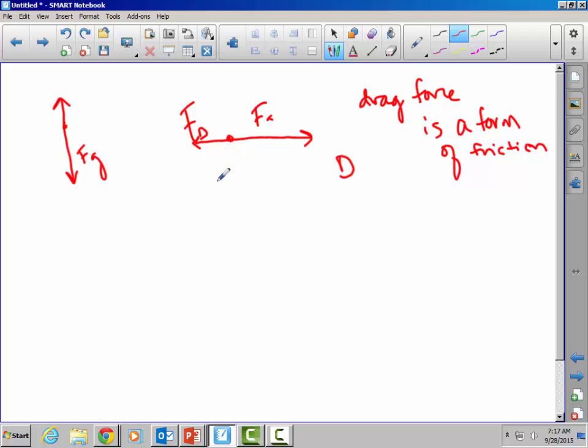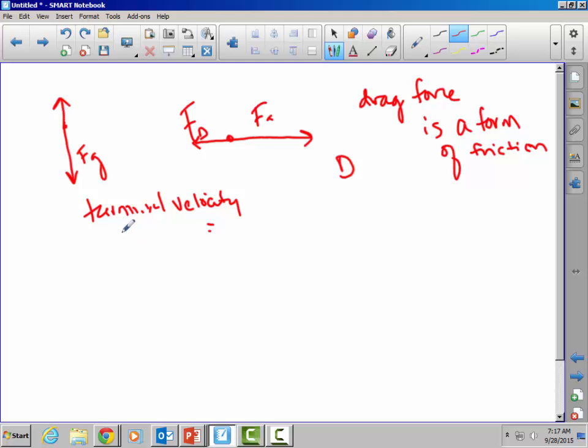Okay, so what happens is that eventually you get going so fast and the drag force gets so large that the object reaches what's called terminal velocity. And the terminal velocity is the fastest the object can travel. It won't accelerate anymore. So when you jump out of a plane, you eventually reach that point of terminal velocity where your downward weight equals the drag force that's pushing you up.